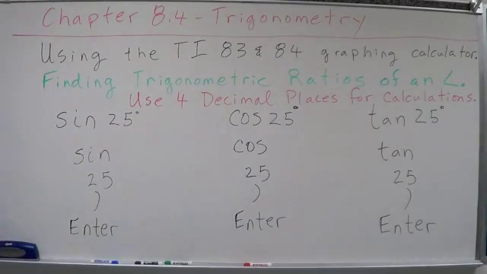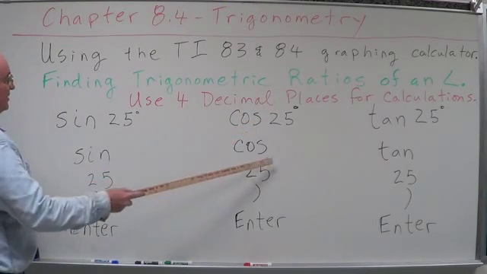So, this is what you would do in your calculator. If we want to find the sine of 25, you would clear your calculator, make sure it's in degrees mode, press the sine button, then enter 25, close parenthesis, and press enter. Okay, and that should come up with 0.4226. So the sine, 25, close parenthesis, and then enter.